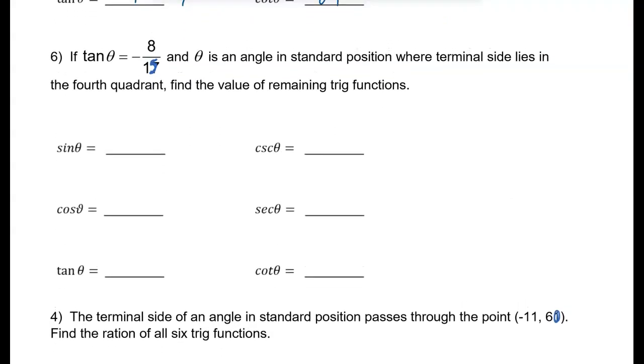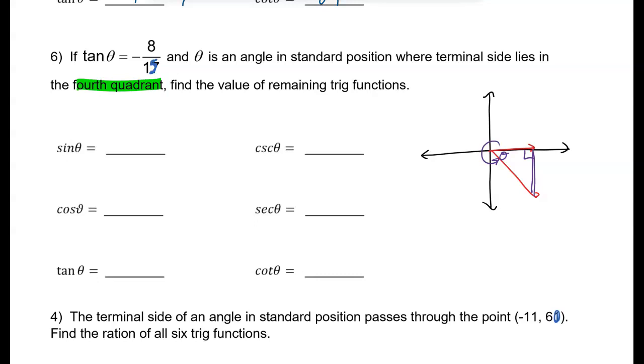It says, if tangent theta equals -8 over 15, and theta is an angle in standard position where the terminal side lies in what quadrant? Fourth quadrant. Find the value of the remaining trig functions. So we started our angle, and we ended in the fourth quadrant, so we're somewhere over here. If I draw in my reference triangle, that would have been theta. I'm just going to put the theta there where the reference angle goes because it makes my life easier.